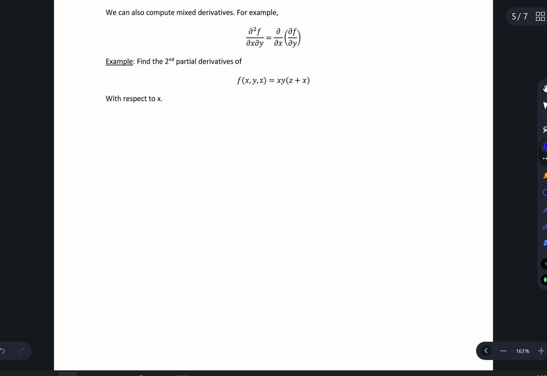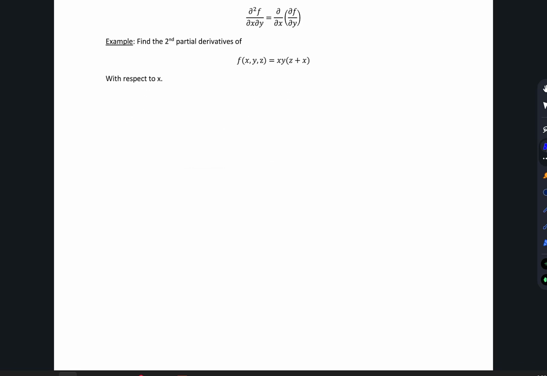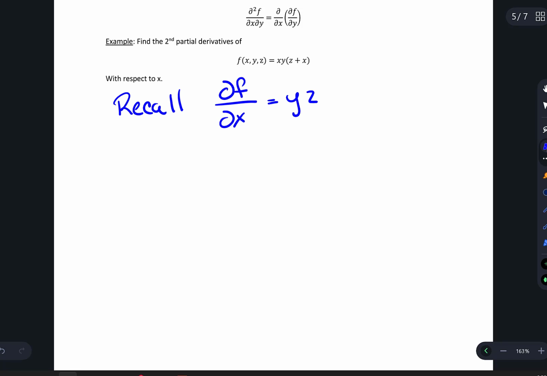And so let's look at two different partial derivatives of that function that we saw before. So let's first recall from the previous page that we already found that the partial derivative with respect to x of the function is equal to yz plus 2xy.